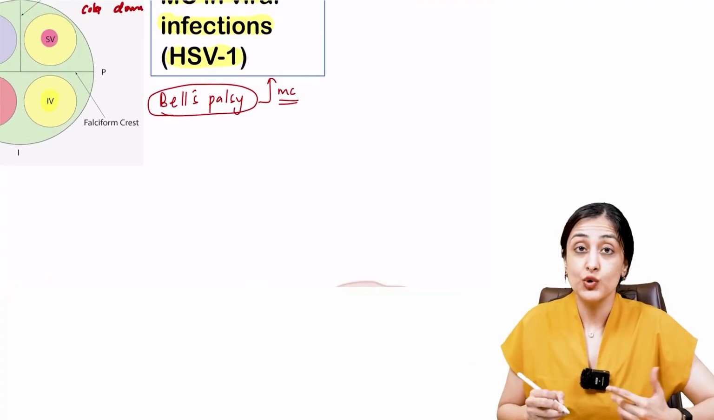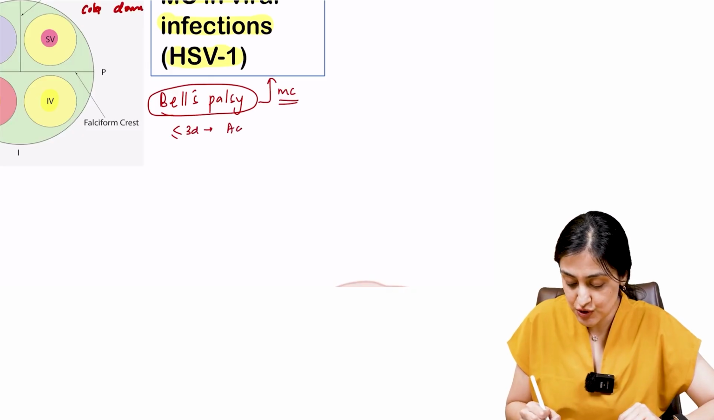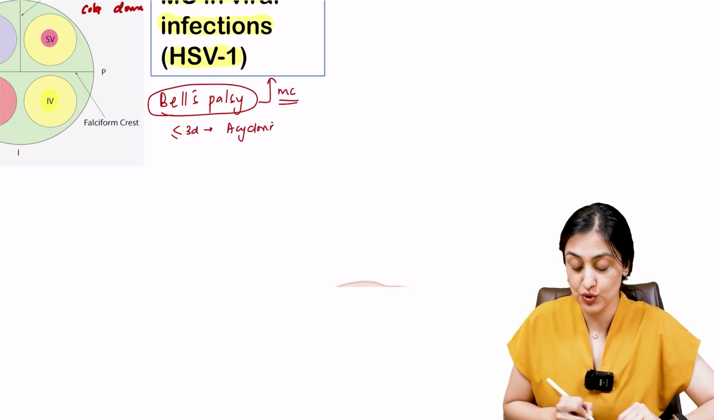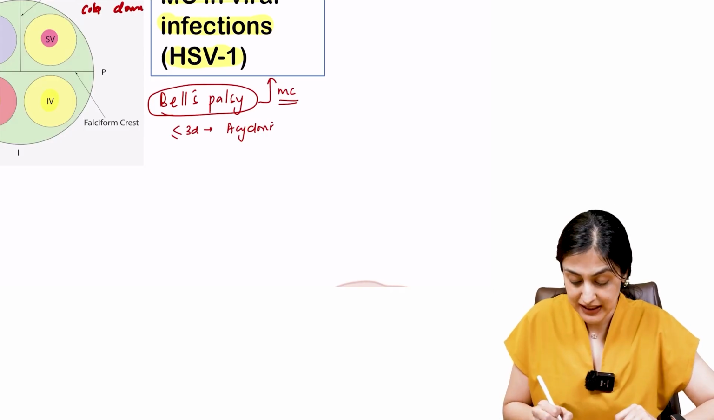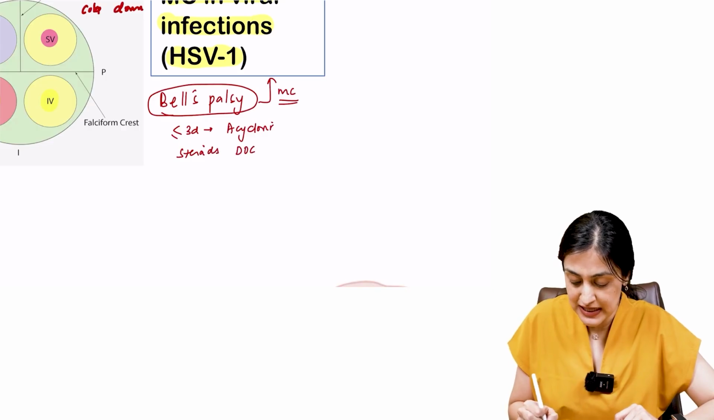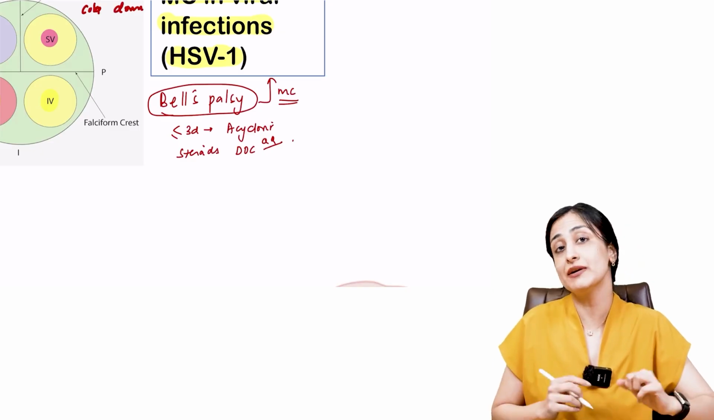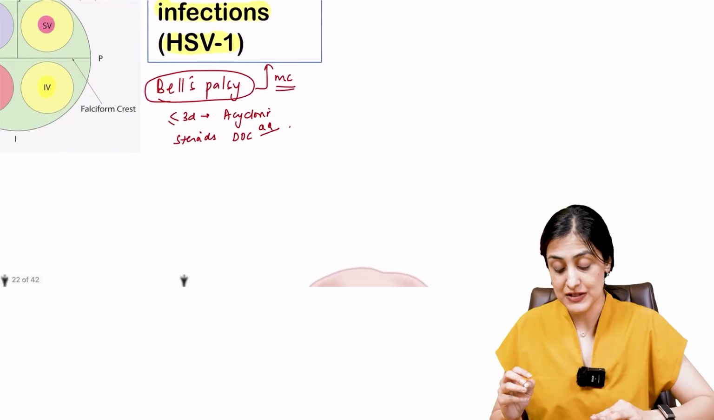If you can diagnose it within 3 days, then we will start the patient on acyclovir. After that, it's not shown to have any benefit. But after that, or at any point of time, if they ask you what is the drug of choice, that happens to be steroids, right? Because it's edema. To decrease the edema, we'll give steroids. So that's about Bell's palsy.